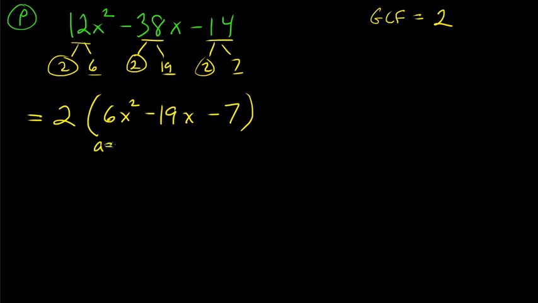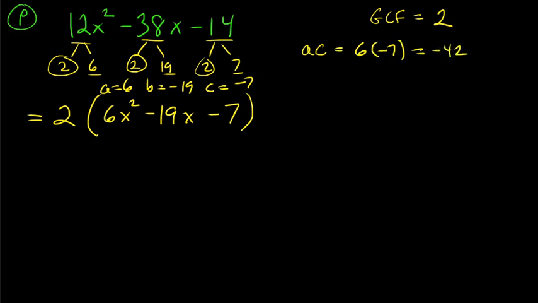So at this stage, A is 6, B is negative 19, and C is negative 7. So using the AC method, A times C, 6 times negative 7 is negative 42. So that is our product, and we're looking for the sum of 2 numbers to be negative 19.